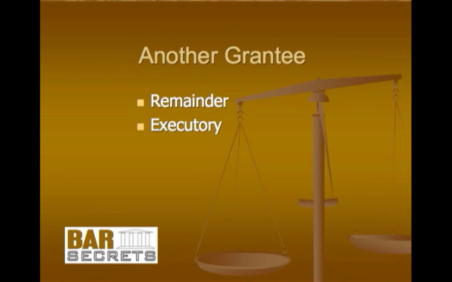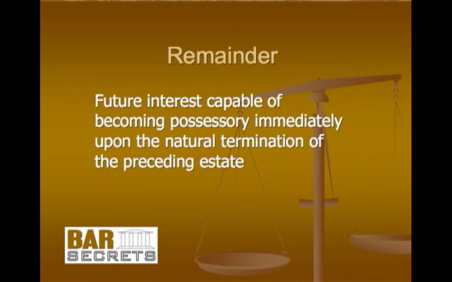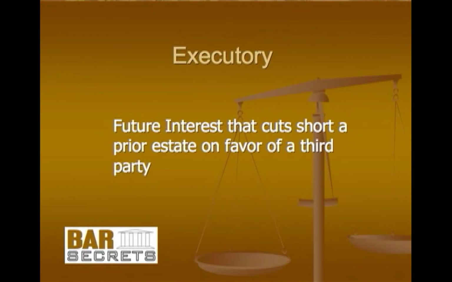Now, a remainder is a future interest that goes to someone other than the grantor, that becomes possessory upon the natural termination of the preceding estate. So it's natural termination. That's your life estate hypo. So, to Nancy for life and then to her brother. Her brother would have a remainder because Nancy will live out her life, and then upon the natural termination of her estate, her brother takes, as opposed to an executory interest, which cuts short a prior estate.